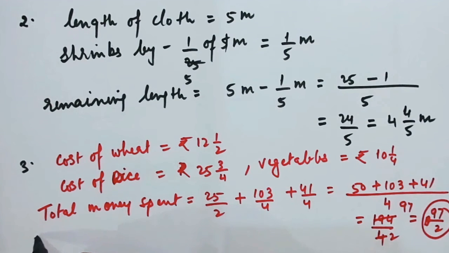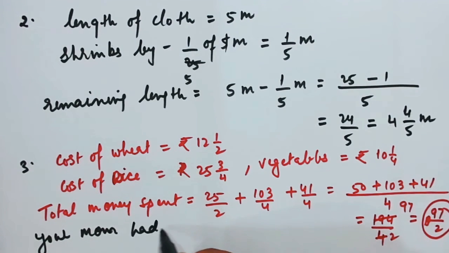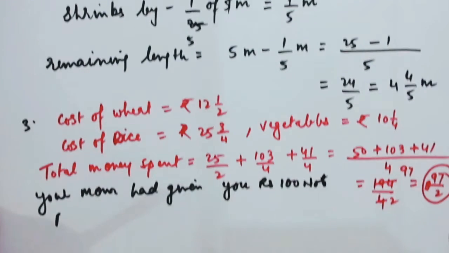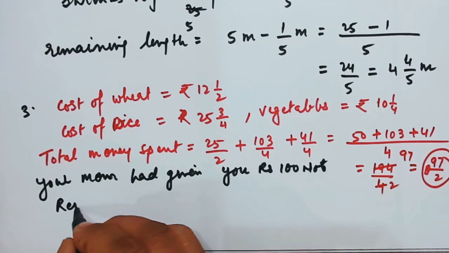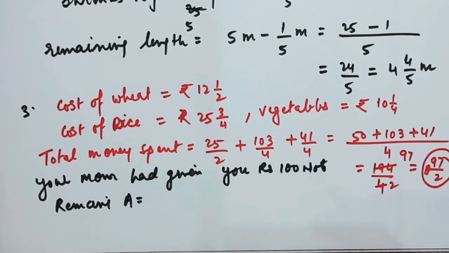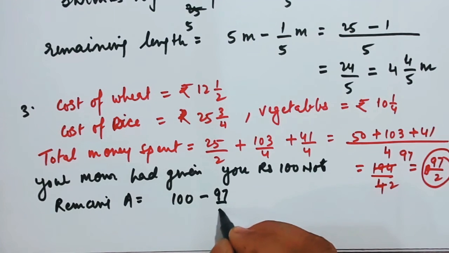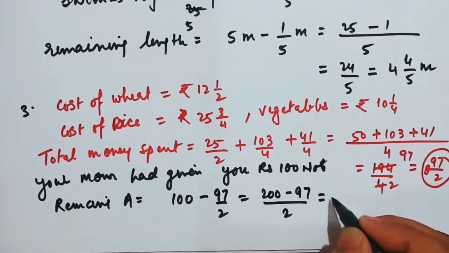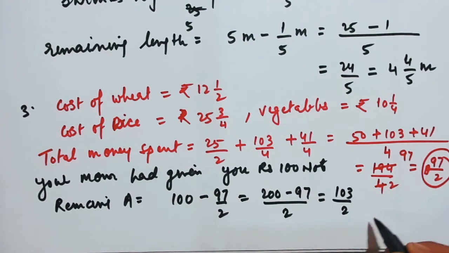Remember that your mom had given you rupees 100 note. So when you were given rupees 100 note, how much will you return to her? So the money that you will return, or you can say the remaining amount, will be equal to how much? 100, out of this total amount which was given to you, minus the amount spent. So this will be equal to how much? 200 minus 97 by 2, which will give you 103 by 2, is equal to how much?